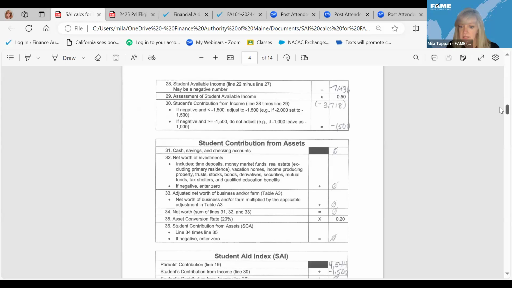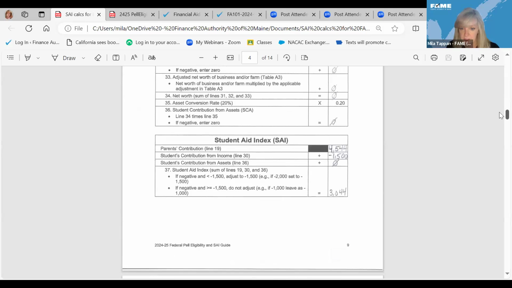The student doesn't have any assets. We're going to do a scenario where they do. So then how I calculate the student portion and the final calculation is I take the parent contribution that we just calculated a moment ago, 4,544. I'm going to subtract or add, but it's a negative number, so I'm subtracting the student contribution. So I'm taking the student contribution, which can be up to a negative 1,500 or could be a positive number, but in this case is a negative. No student contribution from assets. And so here is the final SAI for this student.